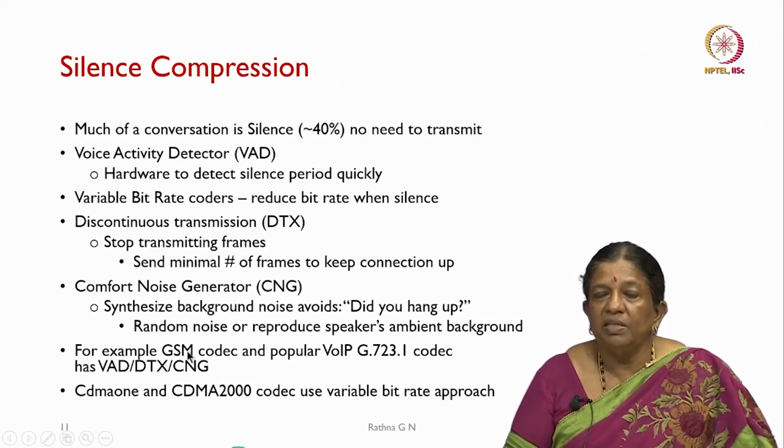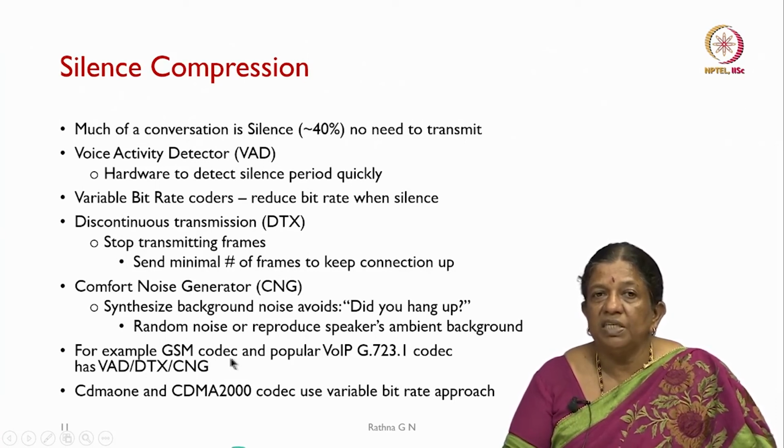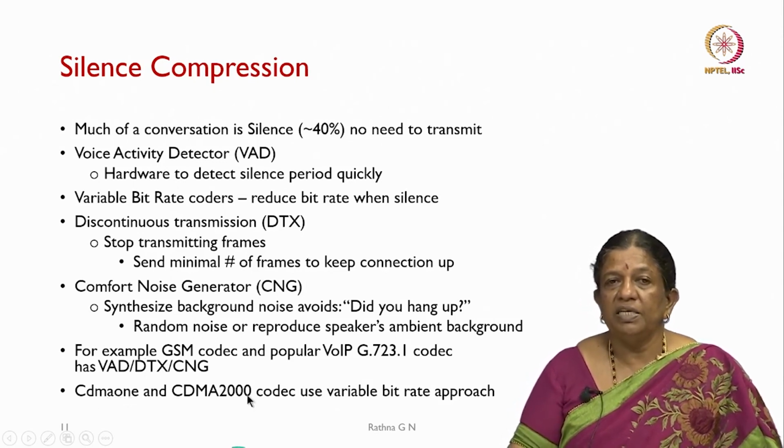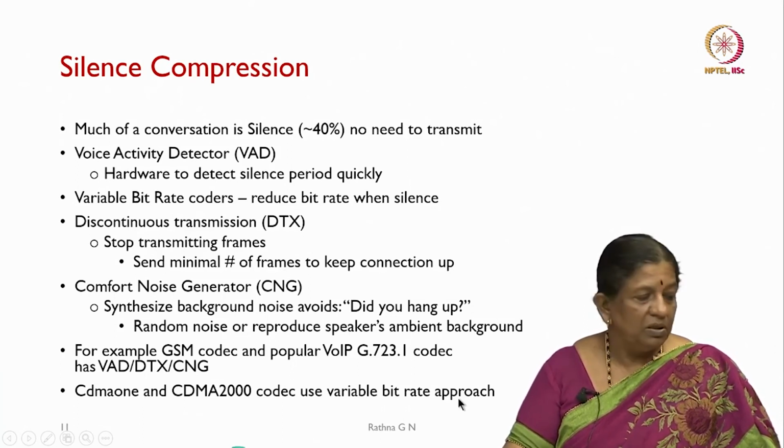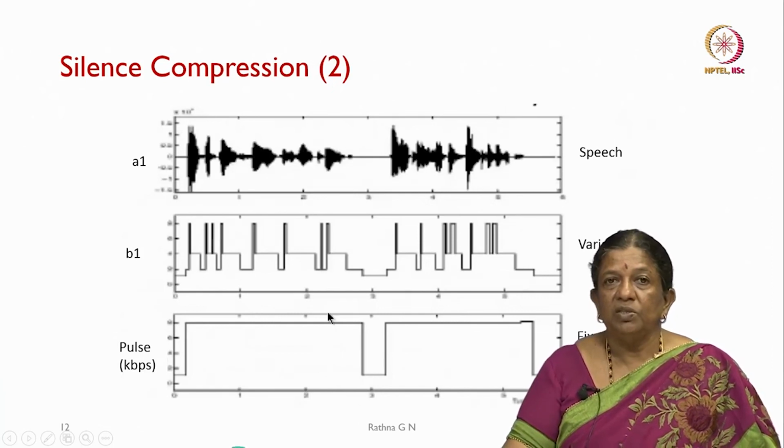For example, the GSM codec and popular voice over IP, which uses the G.723.1 codec, use all three of them: the voice activity detector, discontinuous transmission, and the comfort noise generator, combined together. The CDMA One and CDMA 2000 codecs use a variable bitrate approach. So that is what we will be using, and you can see how silence compression can be done.